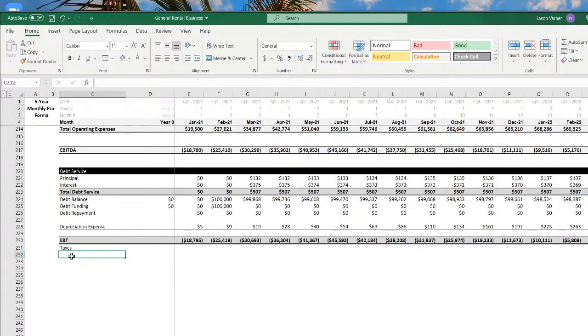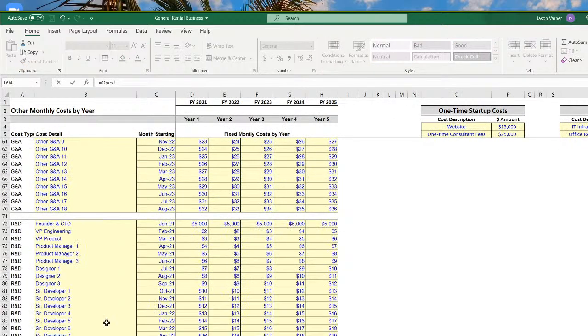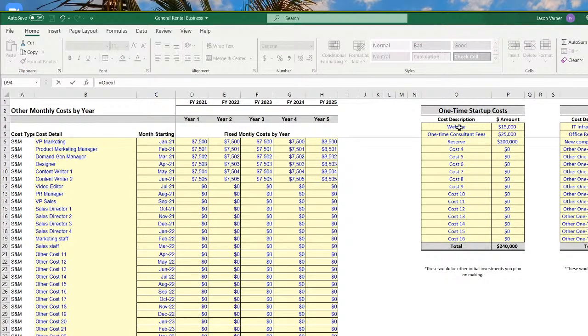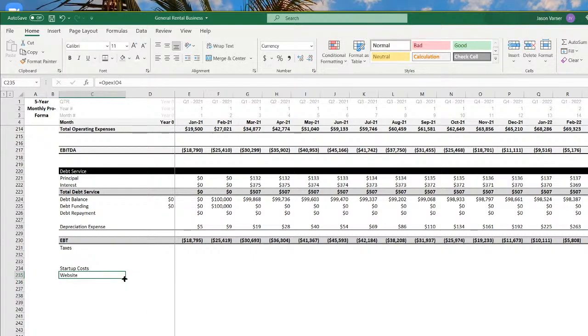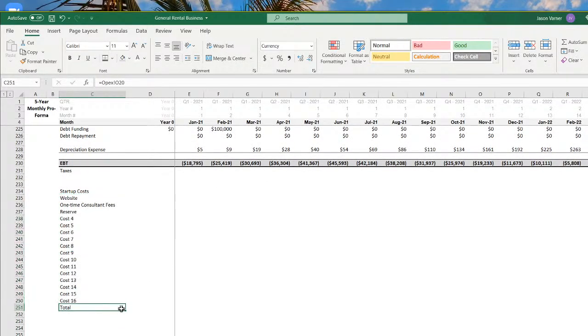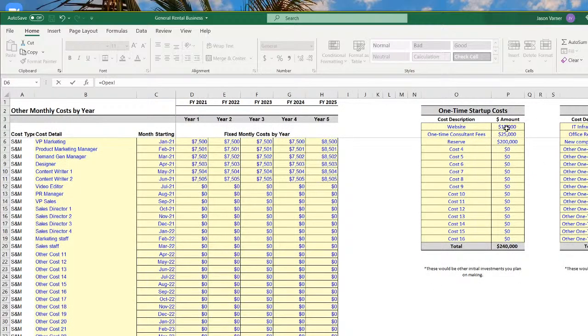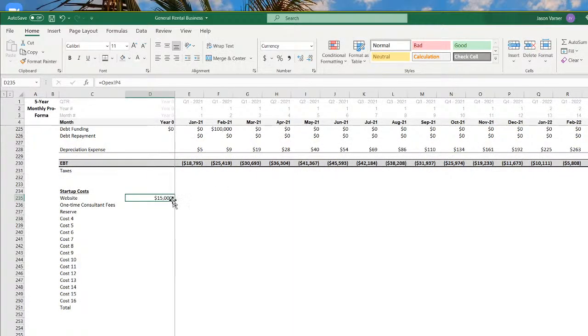We have to do other startup costs outside of purchases of inventory or whatever we're renting. So like if you do a website or something, anything that's just not accounted for anywhere else where you got to spend money to start up the business. That's accounted for right here.